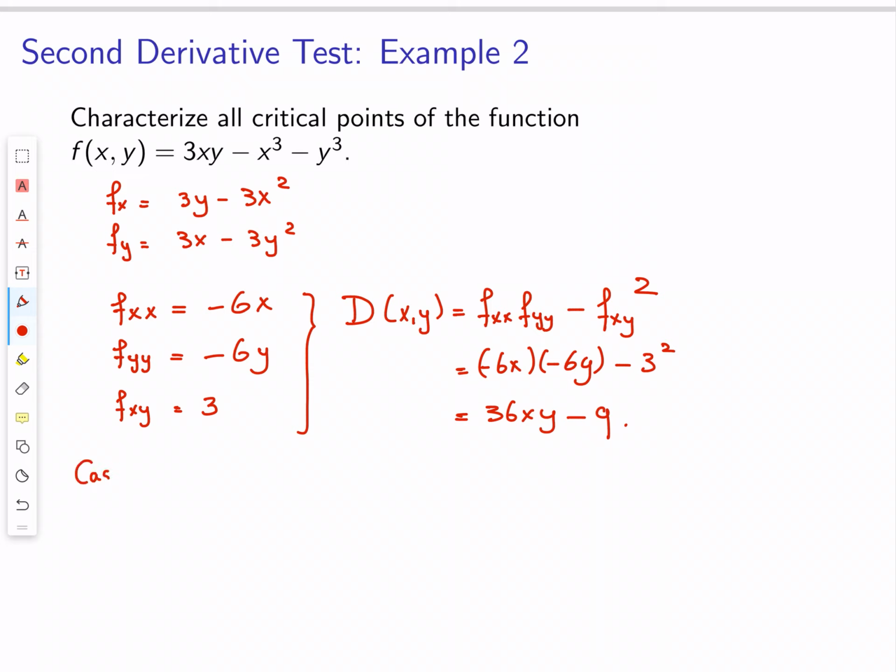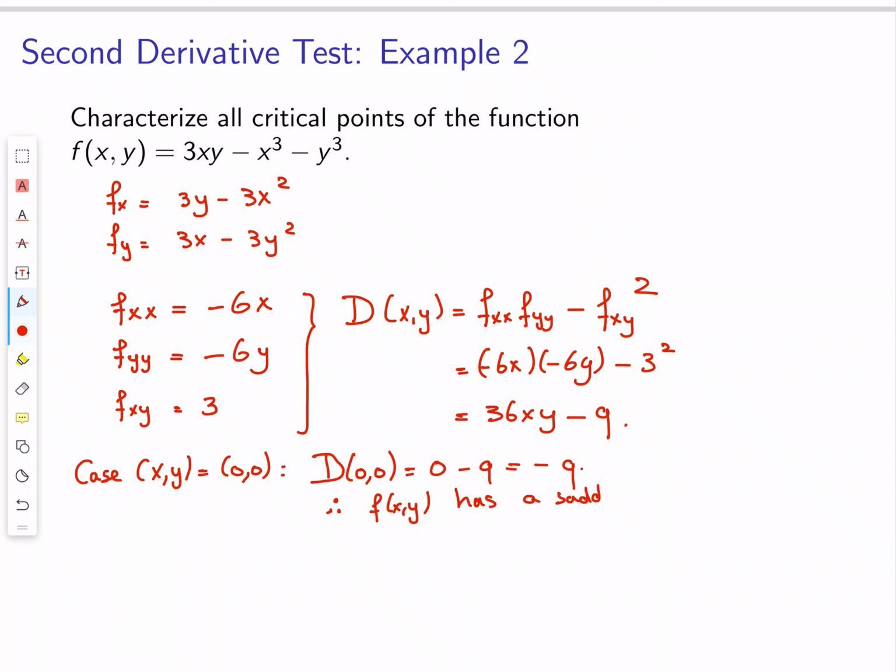So we'll do the case where (x, y) is equal to (0, 0). What is D at (0, 0)? Well, it's 0 minus 9, which is minus 9. Okay, so our D is less than 0, so we're in case number 3 in the second derivative test. So therefore, f of (x, y) has a saddle point at (0, 0).